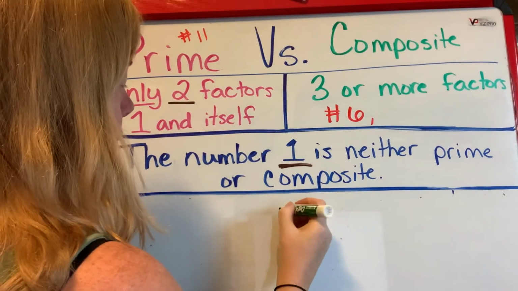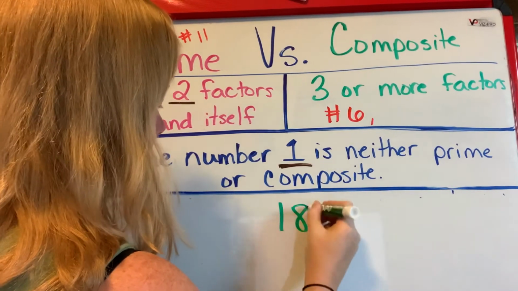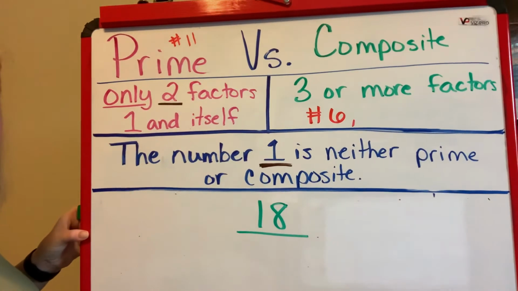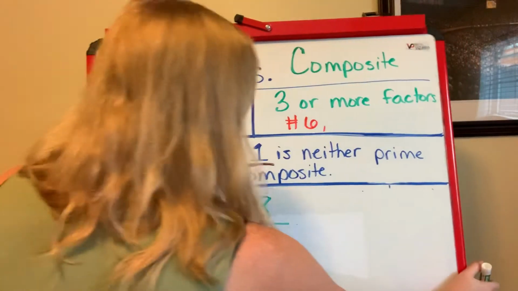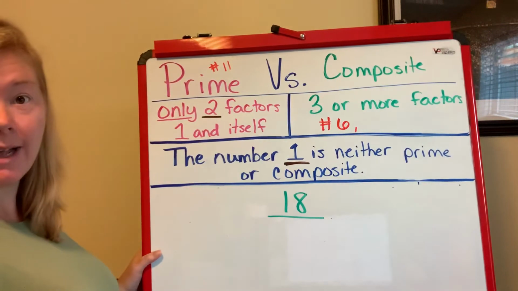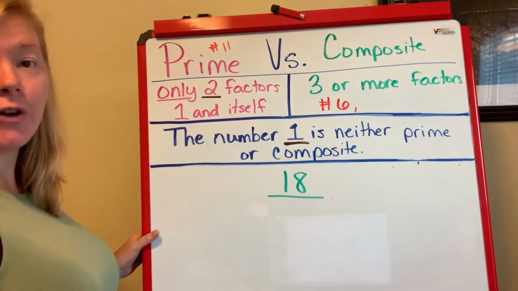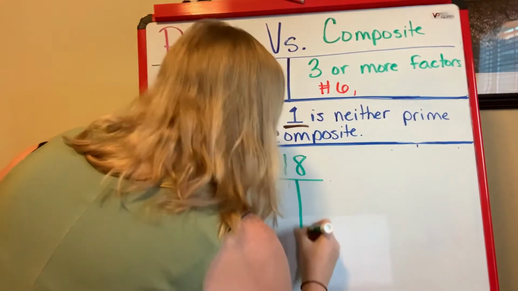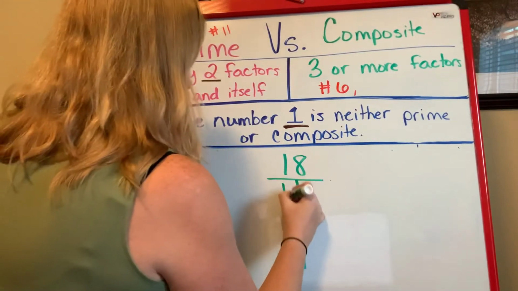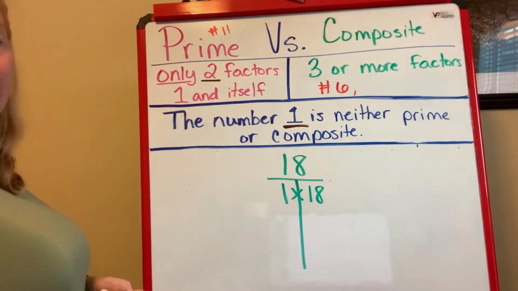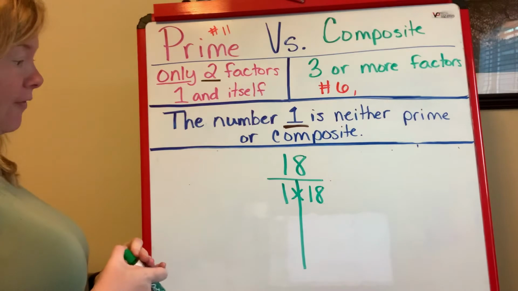This gets easier once you memorize all of those facts, by the way. Once you know all of your multiplication facts, this gets a lot easier. All right, so 18, next number. What do we write first? 1 times whatever the number is. So 1 times 18. Perfect.